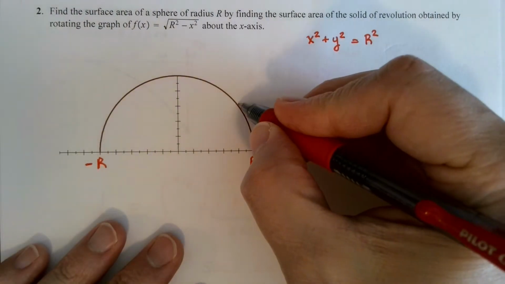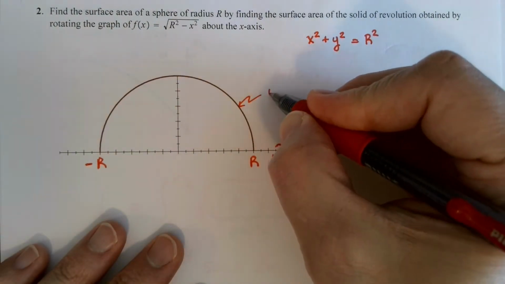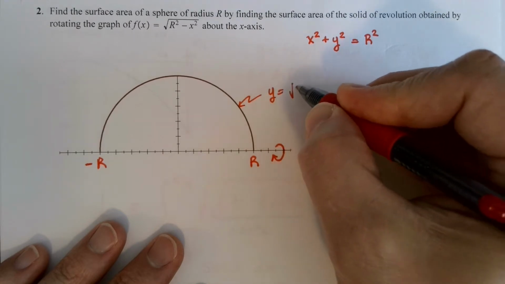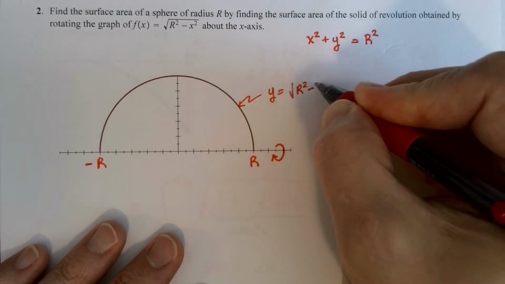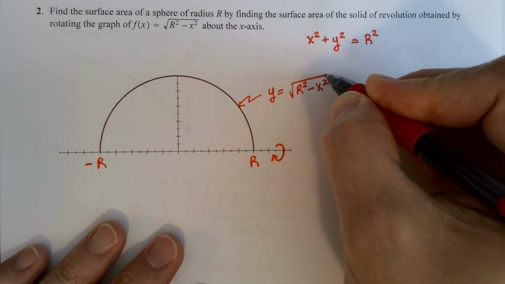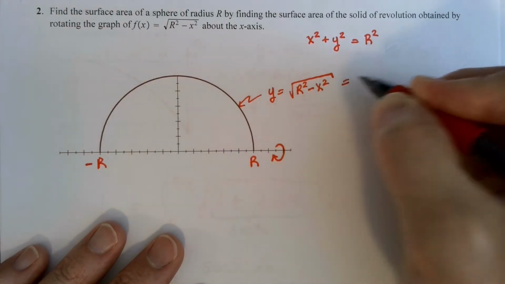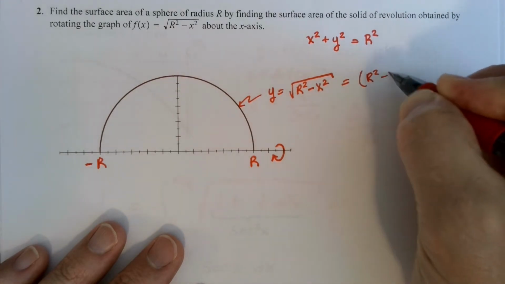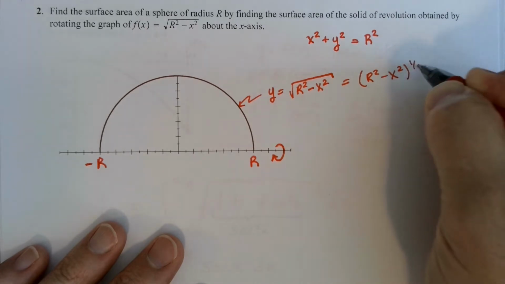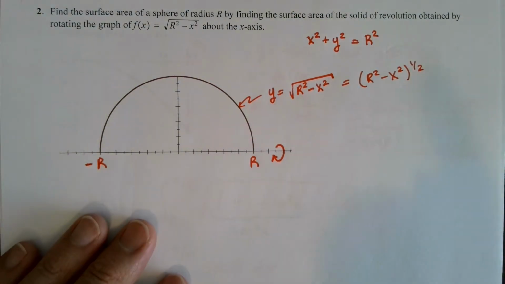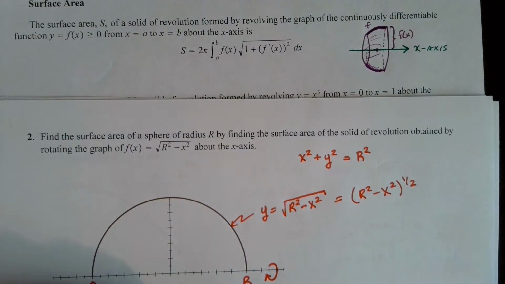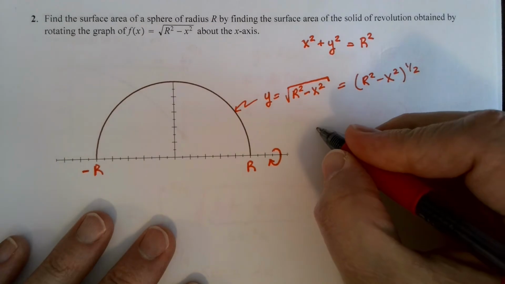And so this curve right here is the curve y equal to the square root of r squared minus x squared, which I'm going to write as r squared minus x squared to the 1/2 power, because I'm going to need to find y prime. That's the f prime of x in this case, so y equals f of x. So let's find y prime.